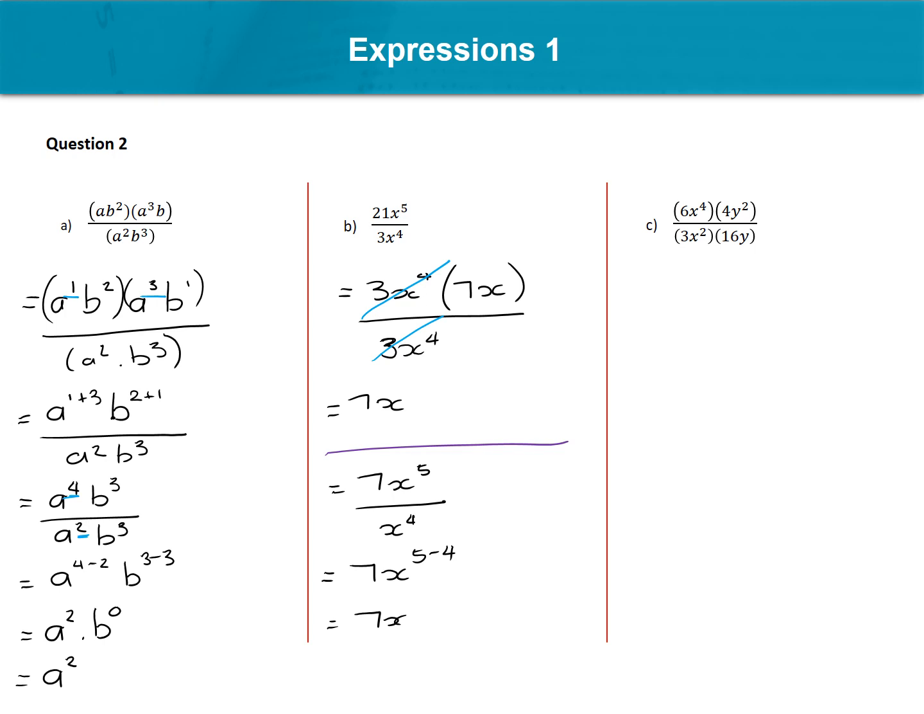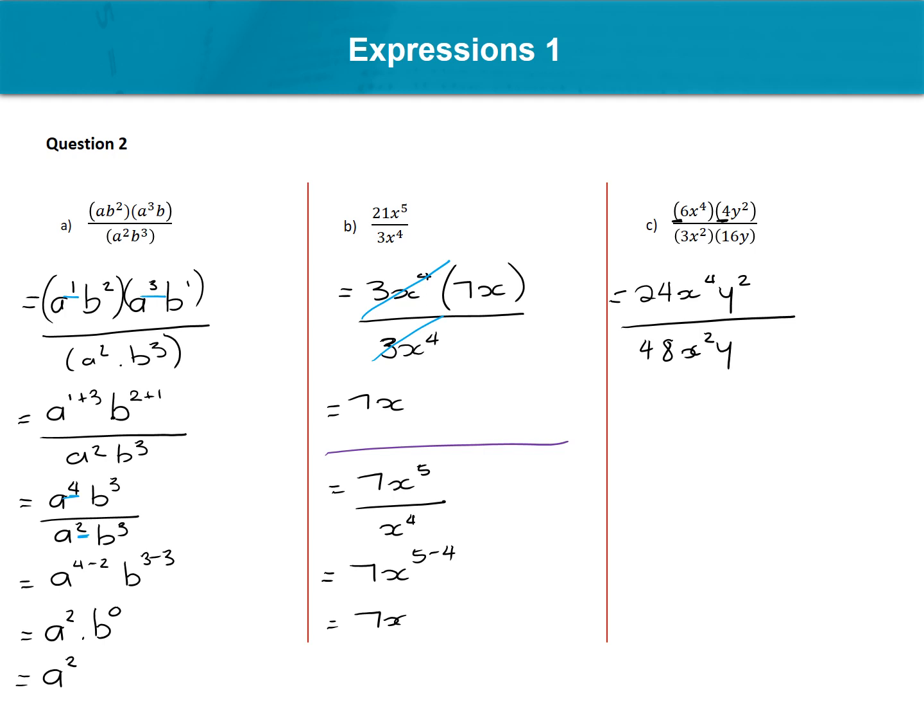Alright, so let's have a look at C. First of all, we have two brackets, and inside our brackets we have coefficients. So we have numbers in front of our variables, which means we need to multiply those as well. So we have 6 times 4 is equal to 24, x to the 4, y squared, all over 3 times 16 is 48, and then we have x squared and y.